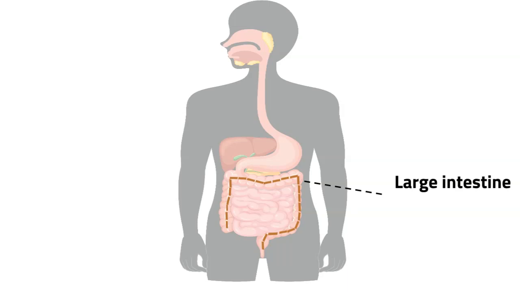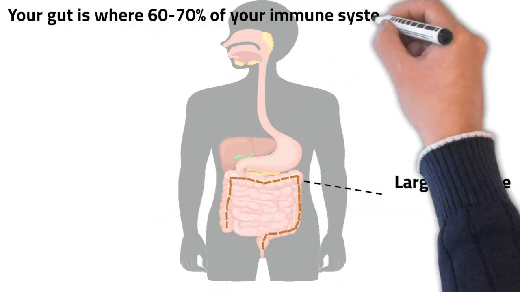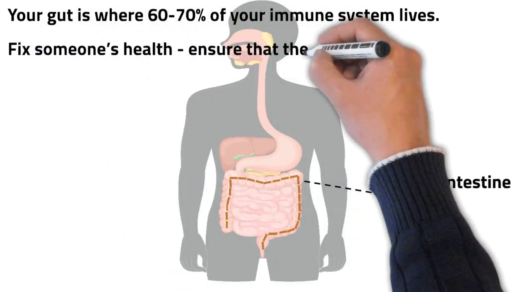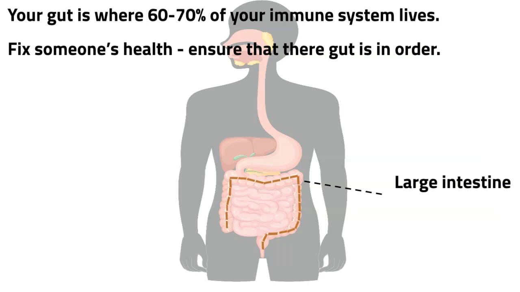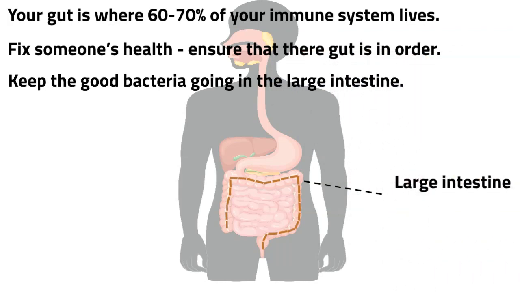So here is a take-home for you. Your gut is where 60 to 70% of your immune system lives. So if you want to fix someone's health, you need to make sure that they have their gut in order. Keep the good bacteria going in the large intestine.